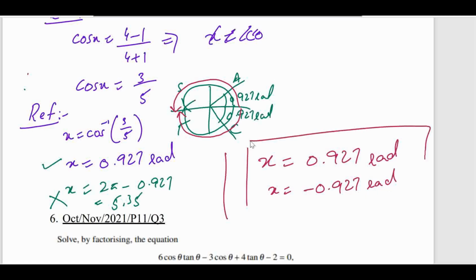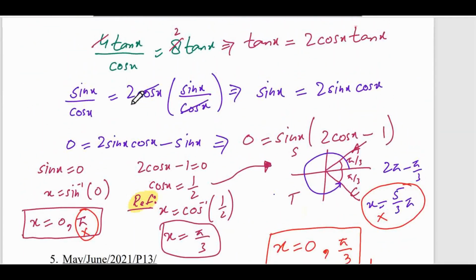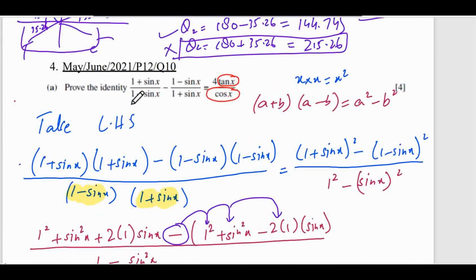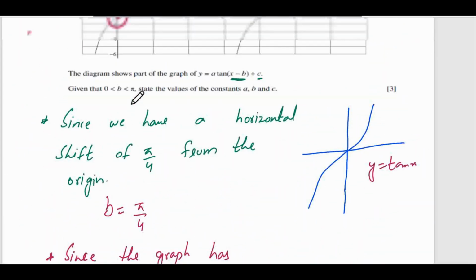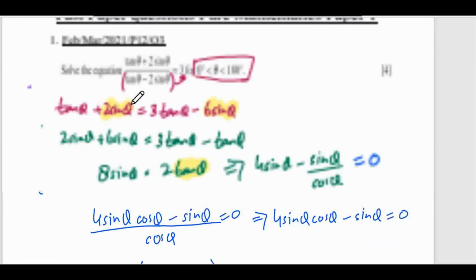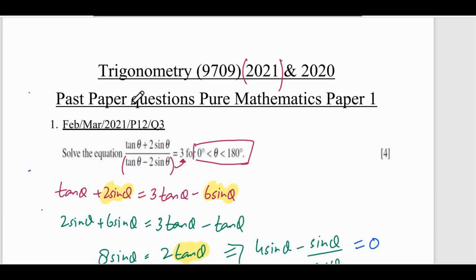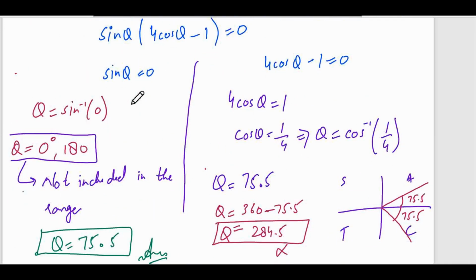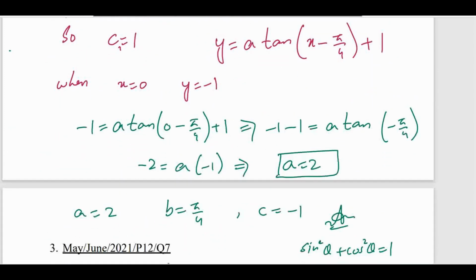So which means that this will be the final answer. I hope that the concept is clear, and today we have discussed the past paper questions related to trigonometry. I hope that the concept is clear, and if you have any question you can ask it in the comment section. Thank you.